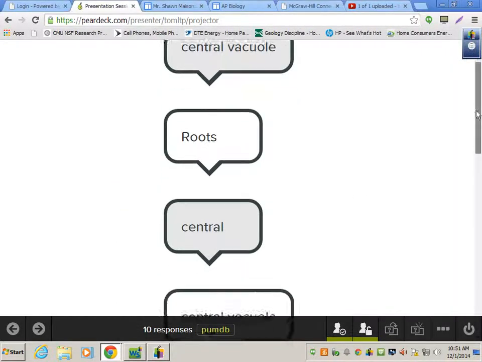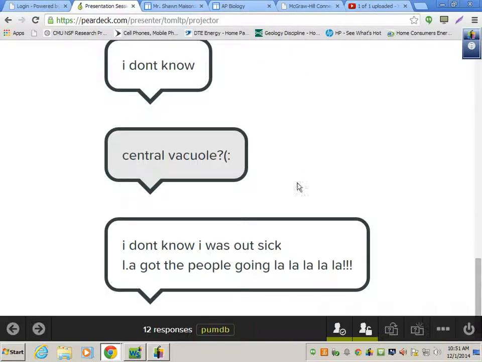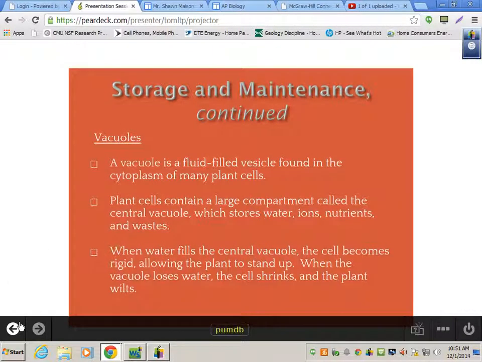Central vacuole. Perfect, right off the bat. Yep. The large vacuole found in plant cells is called a central vacuole, and that is one of the major differences between plant and animal cells. So plants contain a large compartment called the central vacuole, which stores water, ions, nutrients, and waste. When water fills the central vacuole, the cell becomes rigid, allowing the plant to stand up. Now, when the vacuole loses water, the cell shrinks and the plant wilts.